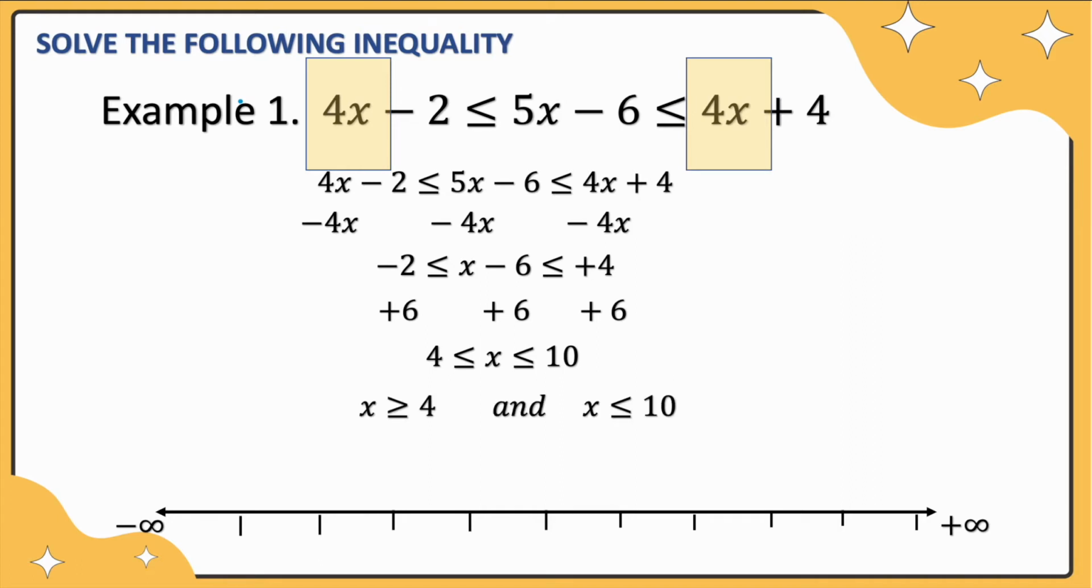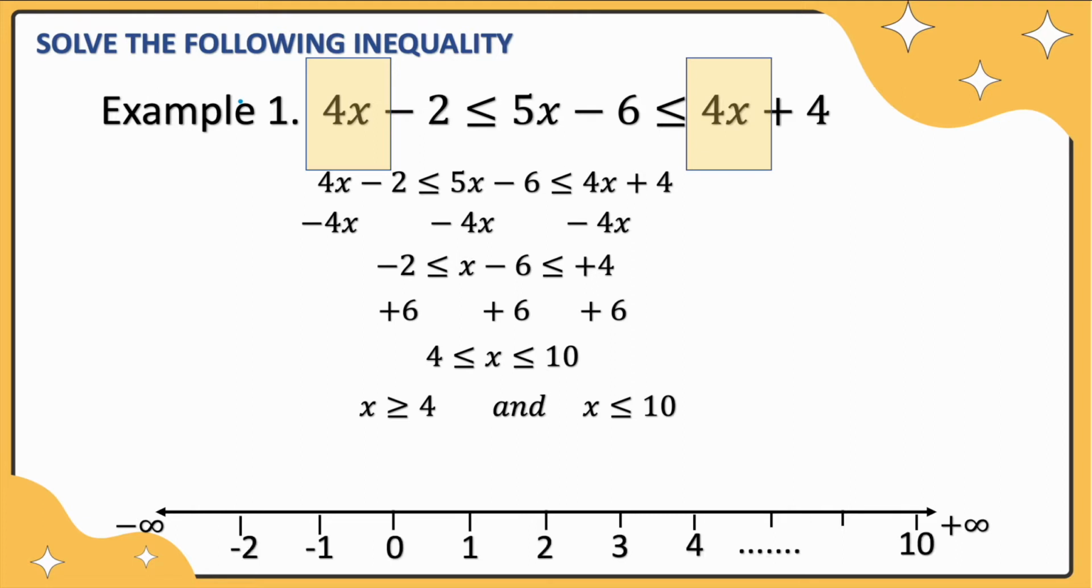In other words, the inequality is true for all the values of x greater than or equal to 4, and also for all the values of x less than or equal to 10. You could also graph this on a number line. Since we have only one variable in our inequality, we just need a number line to graph this inequality. If we had two variables, then we might have to use a coordinate plane to graph the inequality.